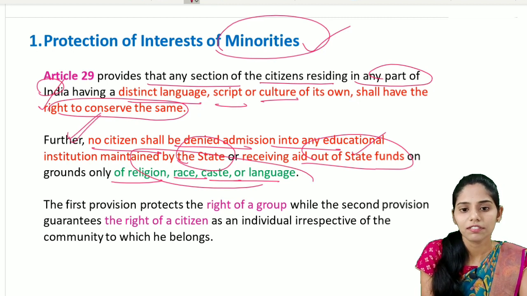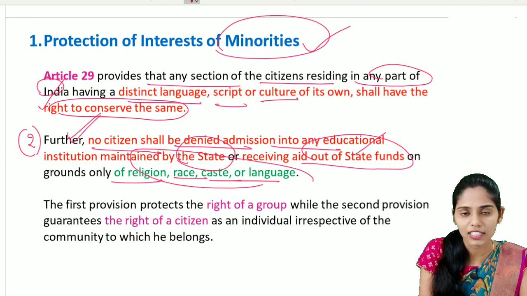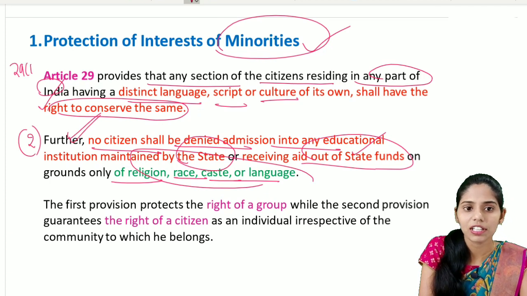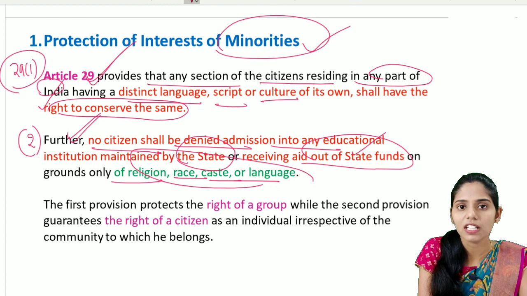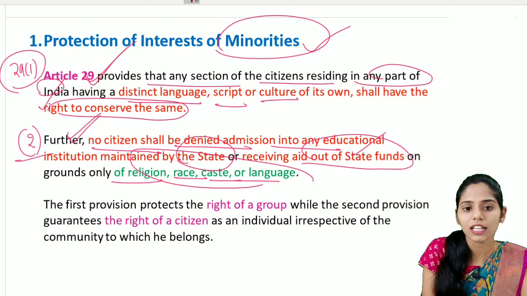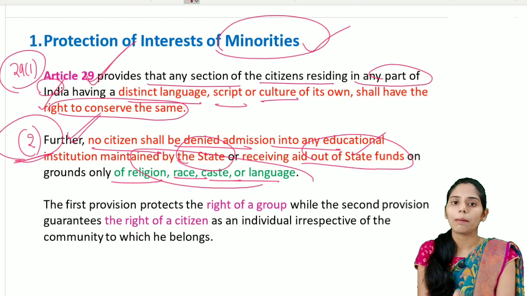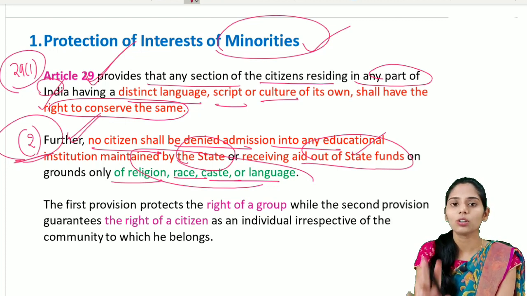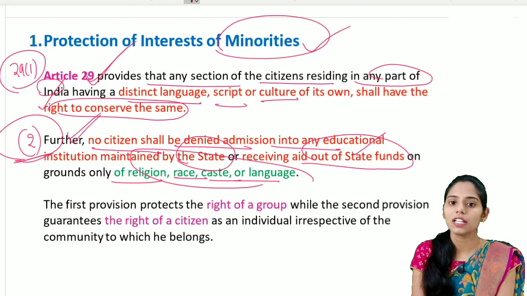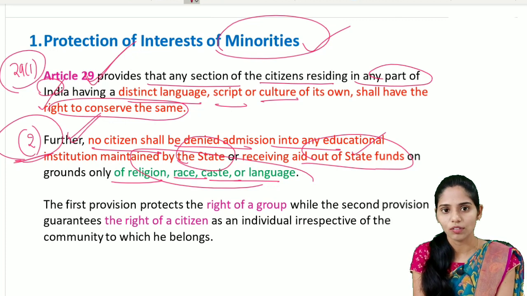This is the second provision, that is Article 29 clause 2, and this is Article 29 clause 1. The first provision of this article mainly talks about the right of the group, but the second provision talks about the right of the citizen. So when you are talking about the protection of the interest of the minorities, there are two important things. The first one is the right to conserve the distinct language, script and also the culture or customs of those people.